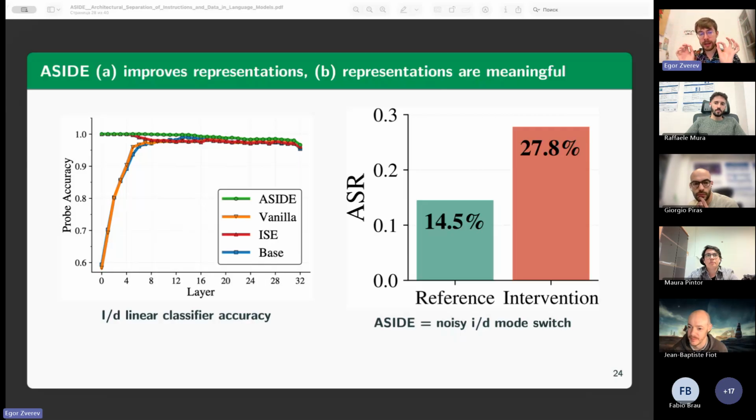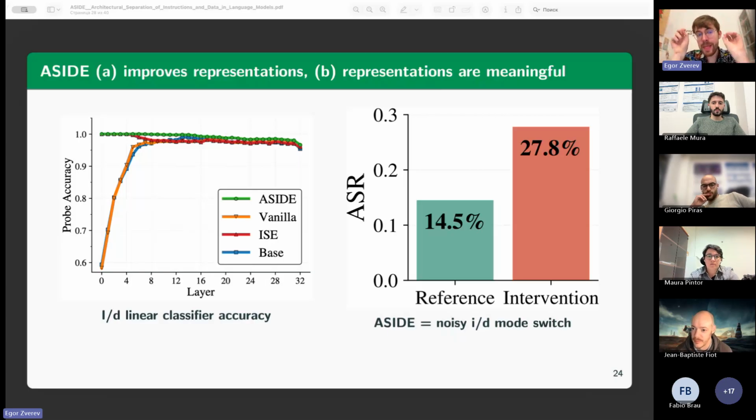But what we're showing here is that the representations for instruction and data tokens are linearly distinguishable at every layer of the computation, which means that if the model wants to understand that this instruction is data, it can do it with a linear decision boundary. And that might be helpful for the model to process them differently.